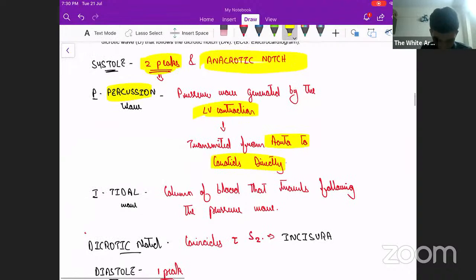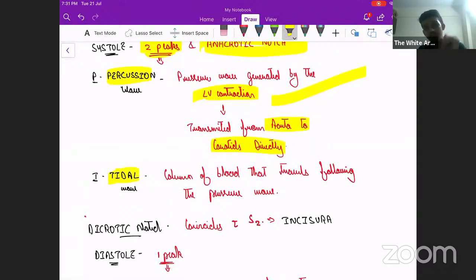Next comes the tidal wave. Then comes the column of blood that travels very slowly behind the percussion wave. The pressure wave travels at around 10 meters per second and goes off into the periphery very fast. Then comes the column of blood at around 0.3 to 0.5 meter per second. That is what you get as the tidal wave. So that activity is the column of blood traveling following the pressure wave. Percussion wave is because of the pressure wave.